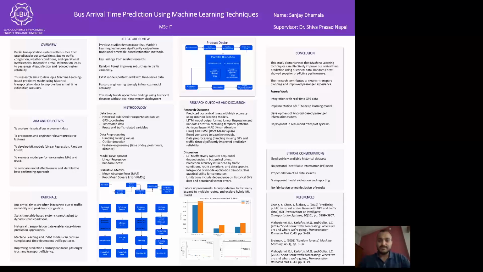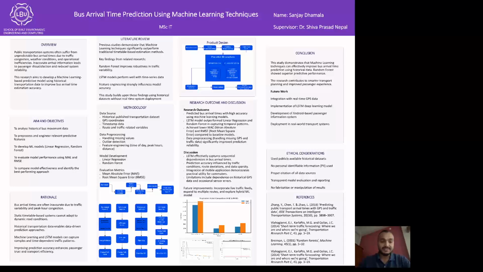Now explaining about the models, a linear regression assumes a simple linear relationship between input features and output. Whereas random forest builds multiple decision trees and aggregates their results, and it handles non-linearity as well.